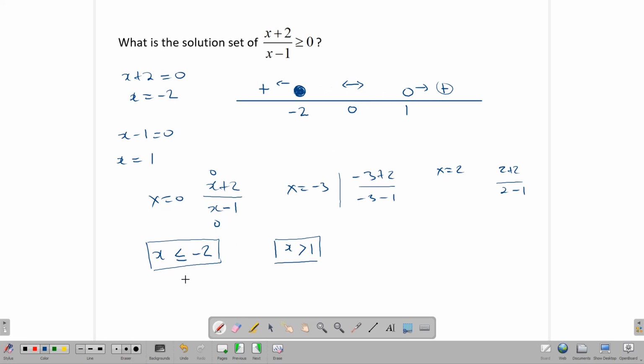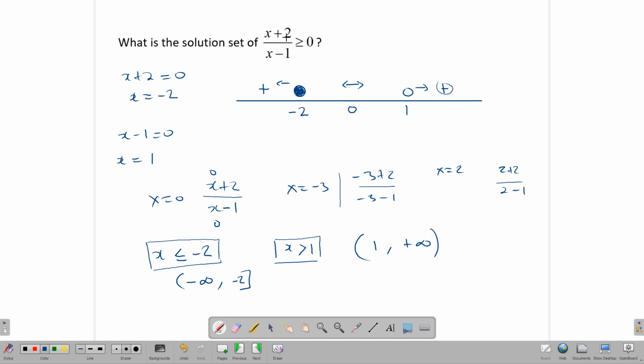We can also write this in interval notation. If we want to write it, x is less than or equal to -2, so from negative infinity, the -2 is included, so we use a square bracket there. And for this one, x is greater than 1, so we start with an open bracket here, write the 1, and it goes to positive infinity. So this is how we'd solve a question like this.